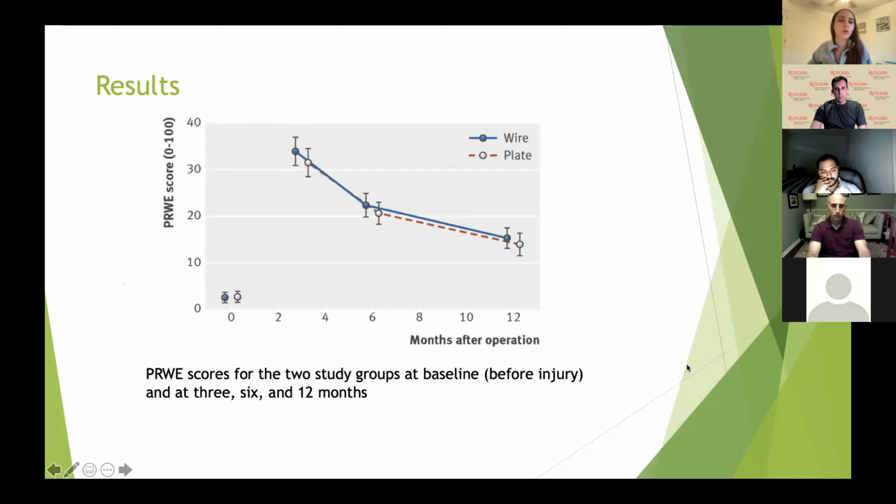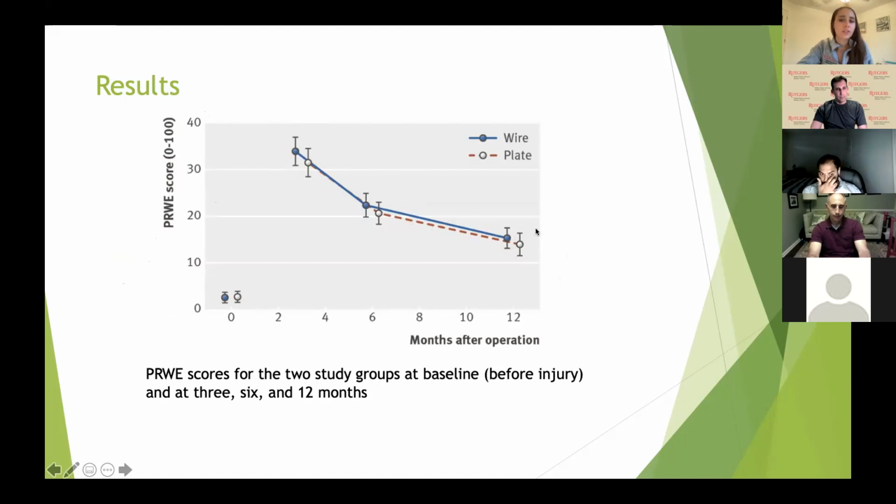So the results. If you look at this table, it has that primary outcome of the patient-reported wrist evaluation score on the side. We said higher is worse. At baseline, it is 0. Their wrist score would have been with no deficits. But 3 months post-op, it is higher, in about the range of 30 to 40. And then as recovery progresses, the score goes down, which is a sign of gaining wrist function.